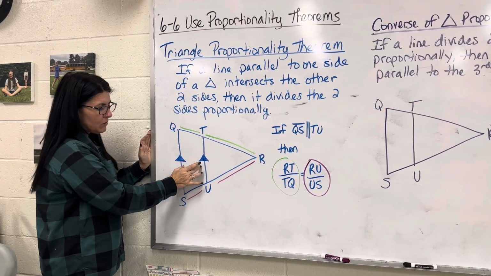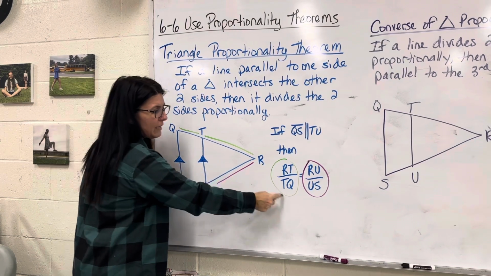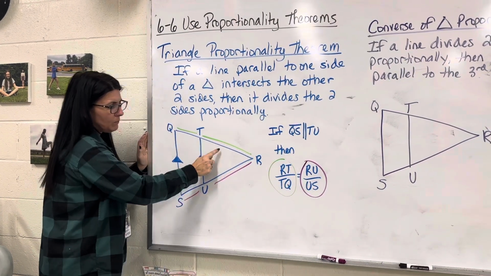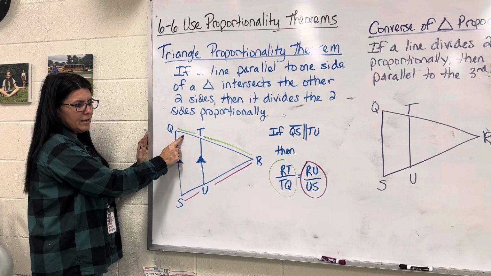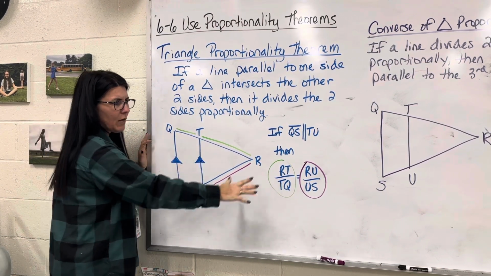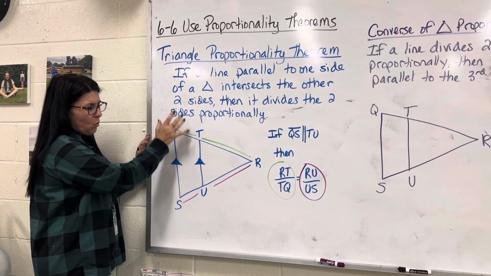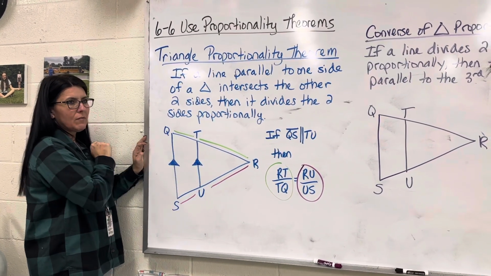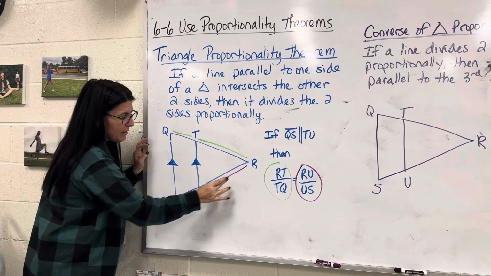So if I know these two lines are parallel, then here's the proportion that we're talking about. RT over TQ, RU over US. Try to use some colors here so you can kind of visualize where the parallel lines are and what is being divided proportionally. So this side and then this side.